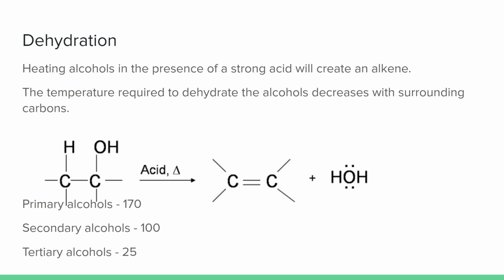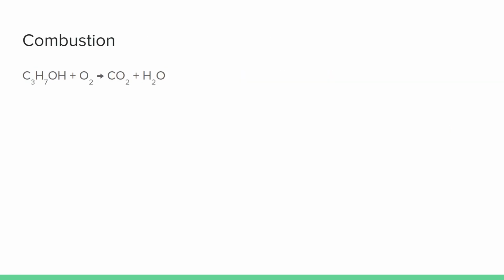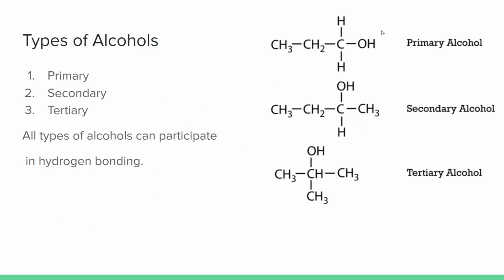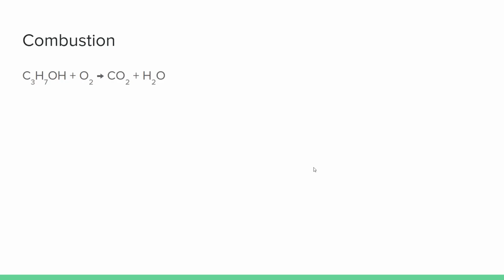Just as a quick reminder on the types of alcohol: if the central carbon only has one carbon attached to it, that's our primary alcohol. If it has two carbons attached, that's our secondary alcohol, and a tertiary alcohol is where the carbon of the alcohol group has three different carbons attached to it.